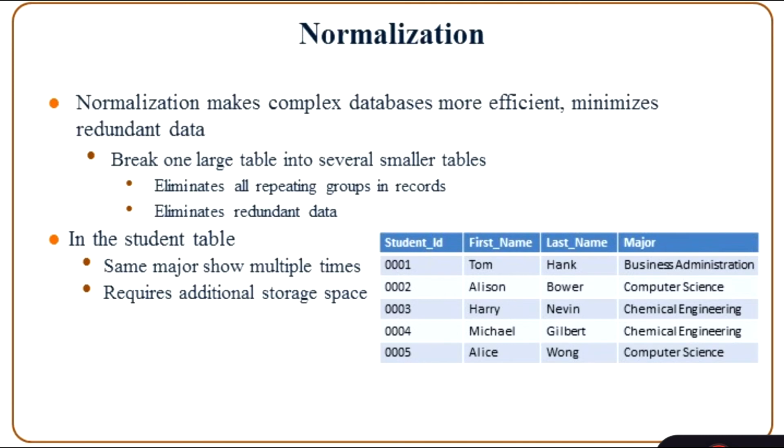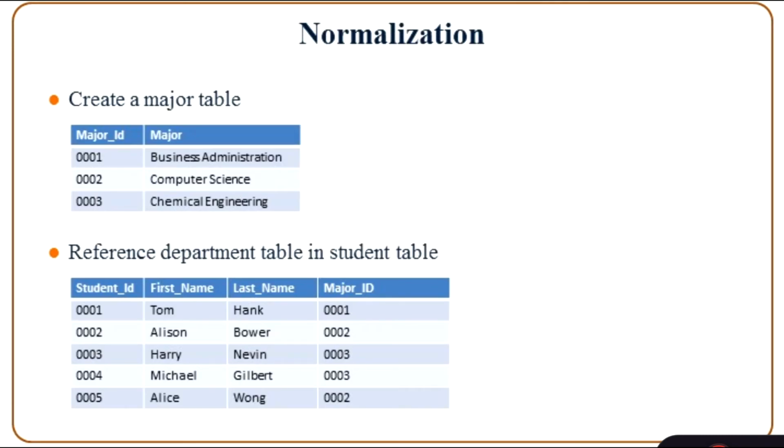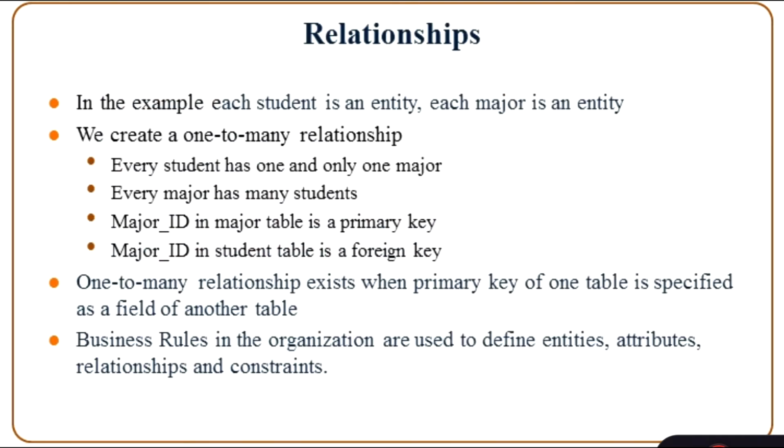Instead of having a major column with repeating groups, now we use a major ID column. The major ID column refers to another table, namely the major table. In the student table, each student is an entity, and similarly, each major is also an entity in the major table. Here we create a one-to-many relationship in which each student has one and only one major. On the reverse relation, each major has many students.